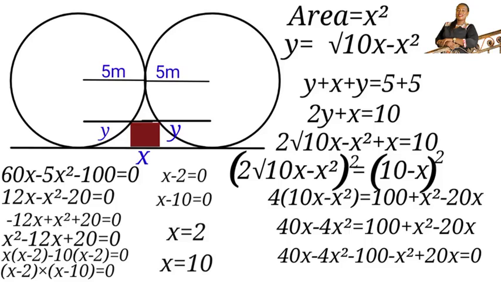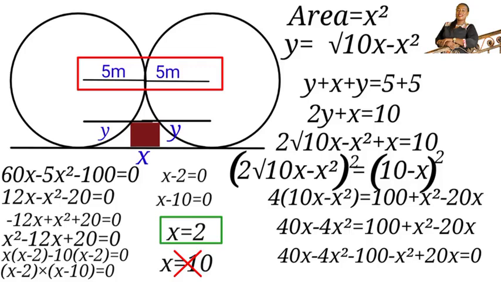So we have two solutions for that problem. So here, we can see that these radii are 5. So there's no way x can be 10. So we are going to discard that one. So the answer here is x equals 2. x equals 2 is a valid solution.